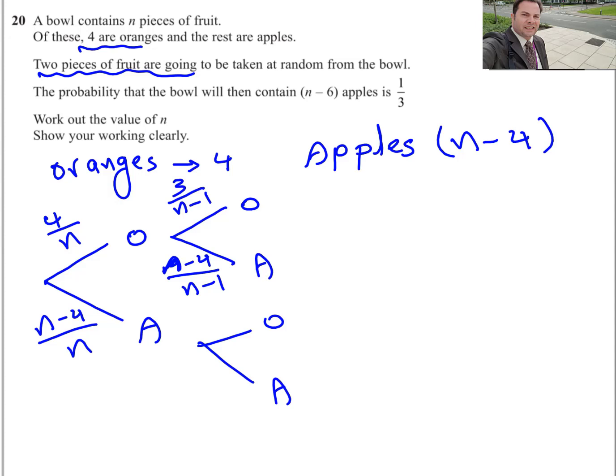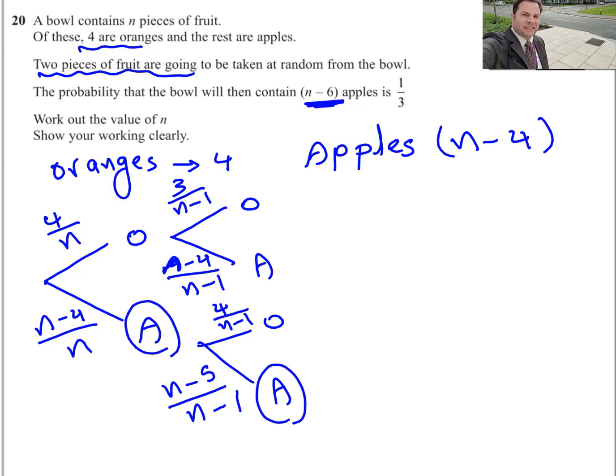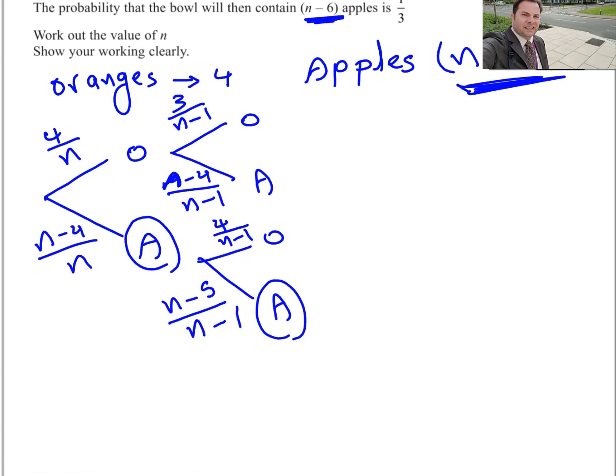If the first one is apple, then orange is still 4, so 4 out of n minus 1. And apples reduce by 1, so it will be n minus 5 divided by n minus 1. The probability that the bowl will then contain n minus 6 means the first apple and the second apple, because it was n minus 4 and becomes n minus 6. This means the 2 selected fruits are apples.